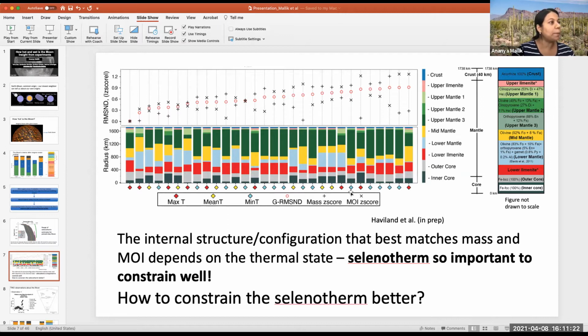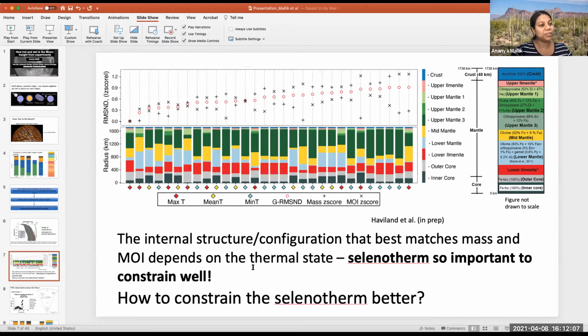And these here are our top 30 models based on the z-score estimates. As you can see, these diamonds represent at which selenotherm these internal configurations were modeled. And you can see there's a color variation, which means the choice of selenotherm matters as to what the internal configuration is. This highlights the importance of constraining the selenotherm well for our current moon. In fact, at the Lunar and Planetary Science Conference, which happened a few weeks back, it came out of one of the session discussions that perhaps one of the frontier questions right now in the lunar science community is to actually constrain the lunar selenotherm better.